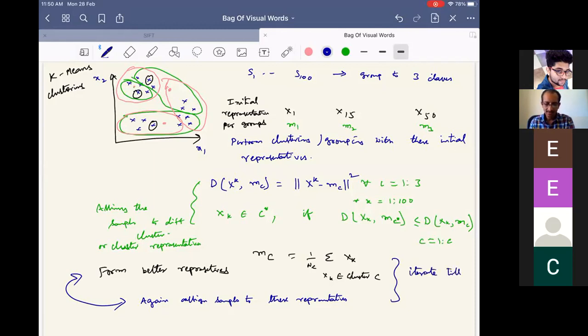Till when? Till it converges. How do we define convergence here? Any idea? The next MCs will be the same as the previous. Yeah, when the previous MC doesn't change, or the assignment does not change.